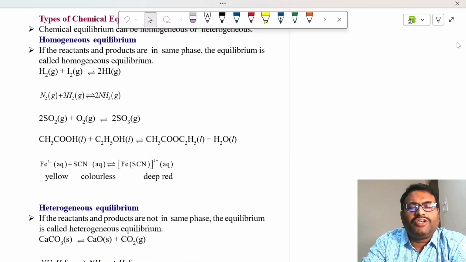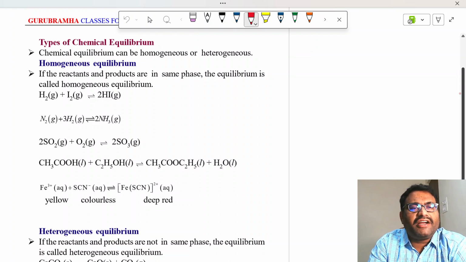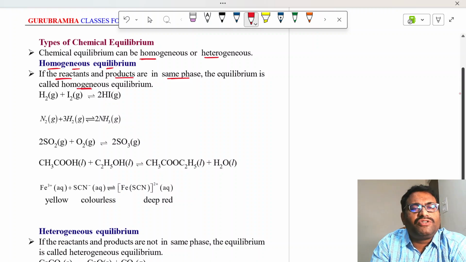Next, coming to the types of chemical equilibrium based on the state of the reactants and products. Chemical equilibrium can be homogeneous or heterogeneous. Homogeneous equilibrium means if the reactants and products are in the same phase, same state, then the equilibrium is said to be homogeneous equilibrium. See here, gas H2 plus I2 gives 2HI, all are in the gaseous state. N2 plus 3H2 gives 2NH3, all are in the gaseous state. 2SO2 plus O2 gives rise to 2SO3, sulfur trioxide, all are in the gaseous state.